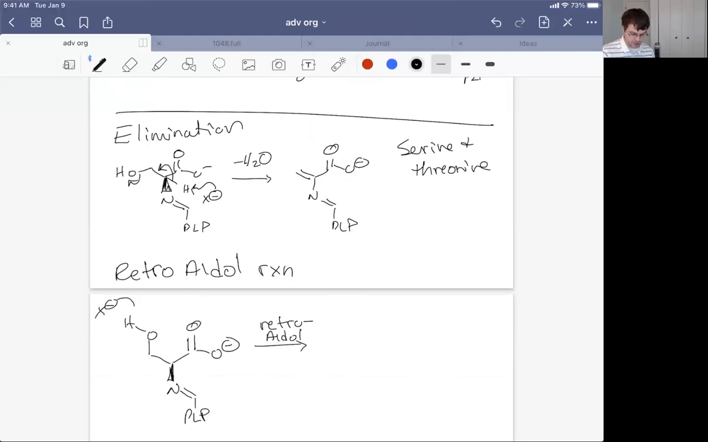The X minus deprotonates the OH. We push electrons here, and we push electrons to the alpha position. Okay, we have some aldehyde. Let's not worry about that right now.